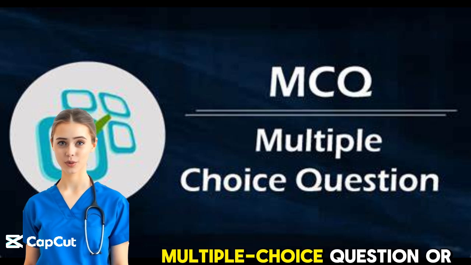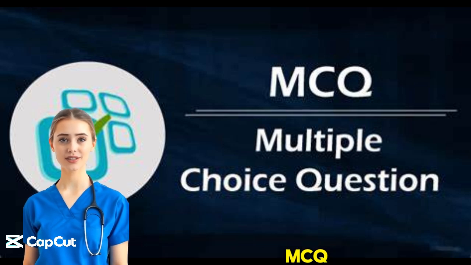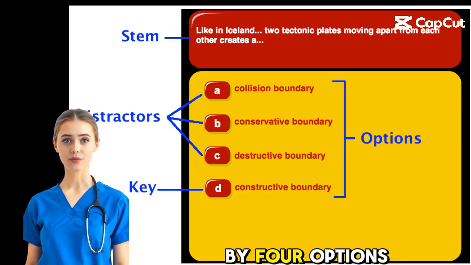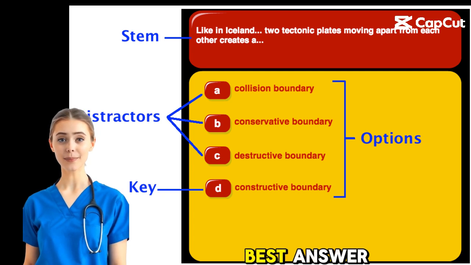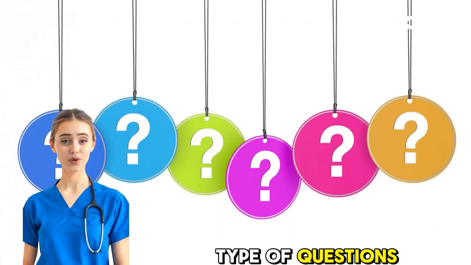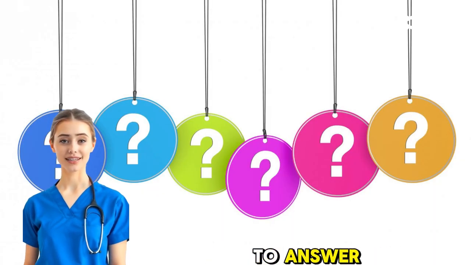The first one is called a multiple choice question, or MCQ. This is the question stem followed by 4 options, only one of which is the best answer. These are the type of questions that you probably already know how to answer.